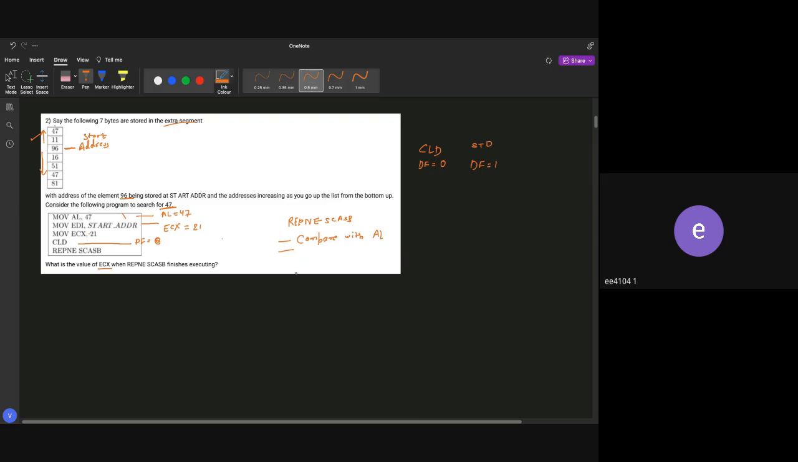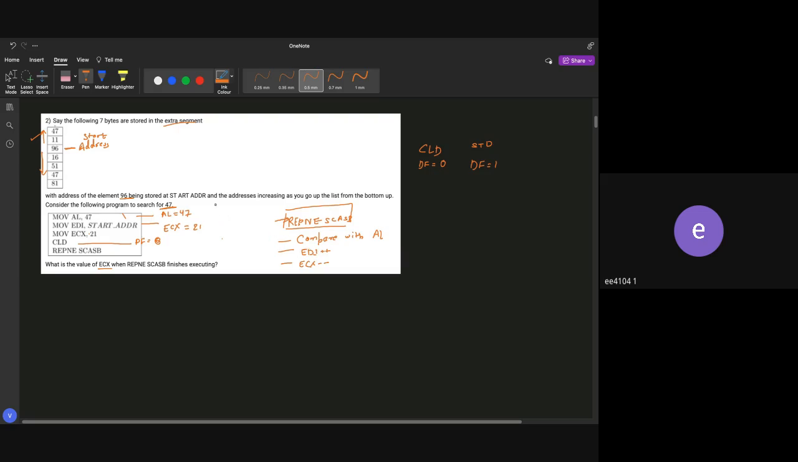Then it will increase the source index, right? So EDI will increment by 1, and then it will decrease ECX by 1. So these are the set of instructions which this particular command will do, right? So this will correspond to these 3 instructions.